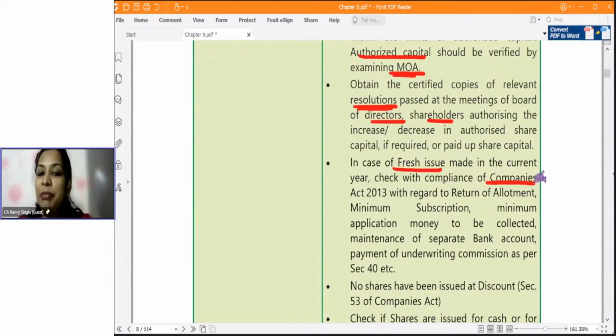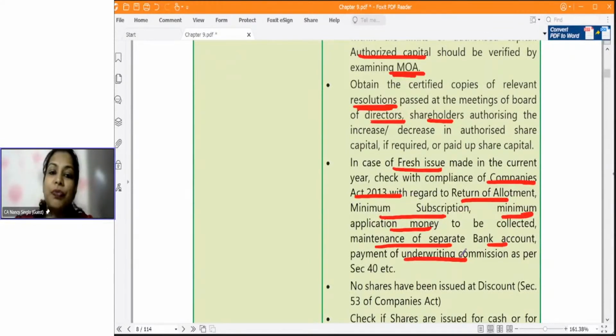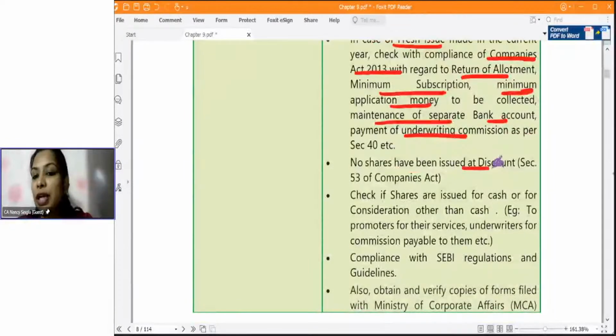In a fresh issue, the various provisions of the Companies Act 2013 relating to return of allotment, minimum subscription, minimum application money, maintenance of separate bank account, payment of underwriting commission. No share should have been issued at discount. Section 53, we will study it later on. Check if shares are issued for cash or for consideration other than cash, for example, to promoters or underwriters.